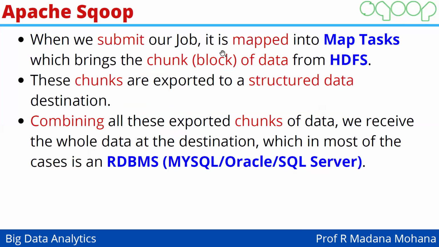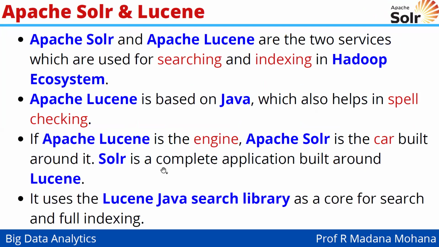When we submit our job, it is mapped into map tasks, which bring a chunk, meaning a block of data, from HDFS. These chunks are exported to a structured data destination. Combining all these exported chunks of data, we receive the whole data at the destination, which in most cases is an RDBMS like MySQL, Oracle, or SQL Server.